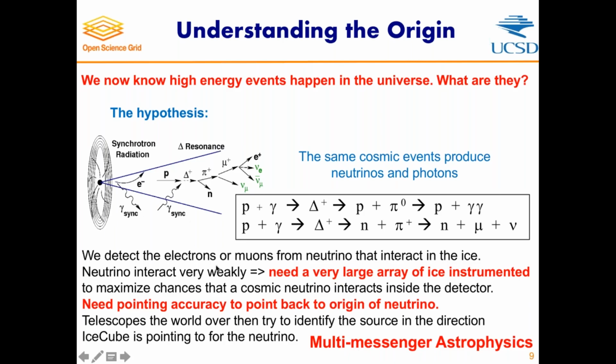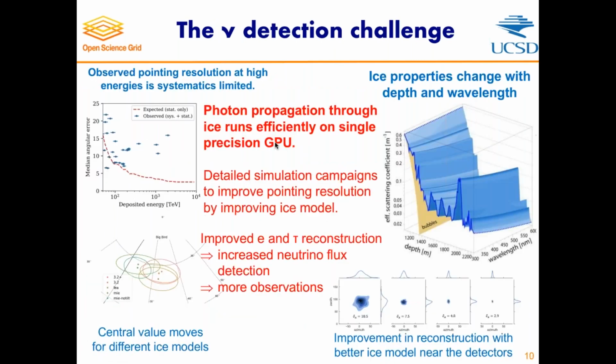That's basically the program. Now, given that neutrinos are very weakly interacting, we need a very large array of instrumented ice. And given that we need the help of satellites, we need pointing accuracy so that we can tell them where to look. So let me talk a little bit about the neutrino detection challenge. And that then brings us to why we do GPU computing, why GPUs are so important to this science.